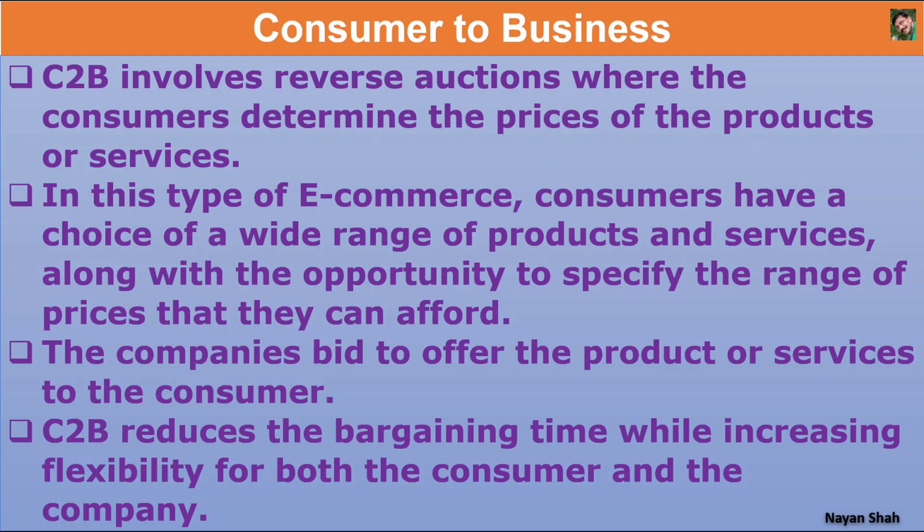Rather than the website giving them the price, the consumer will decide that I want to purchase a television ranging from 25,000 to 40,000. The companies bid to offer the product or services to the consumer if they feel that it is comfortable for the company. So C2B is a reverse auction. C2B also reduces the bargaining time because here we are telling our final price, and if a business house is ready, they will contact online, and then the deal will be finalized.